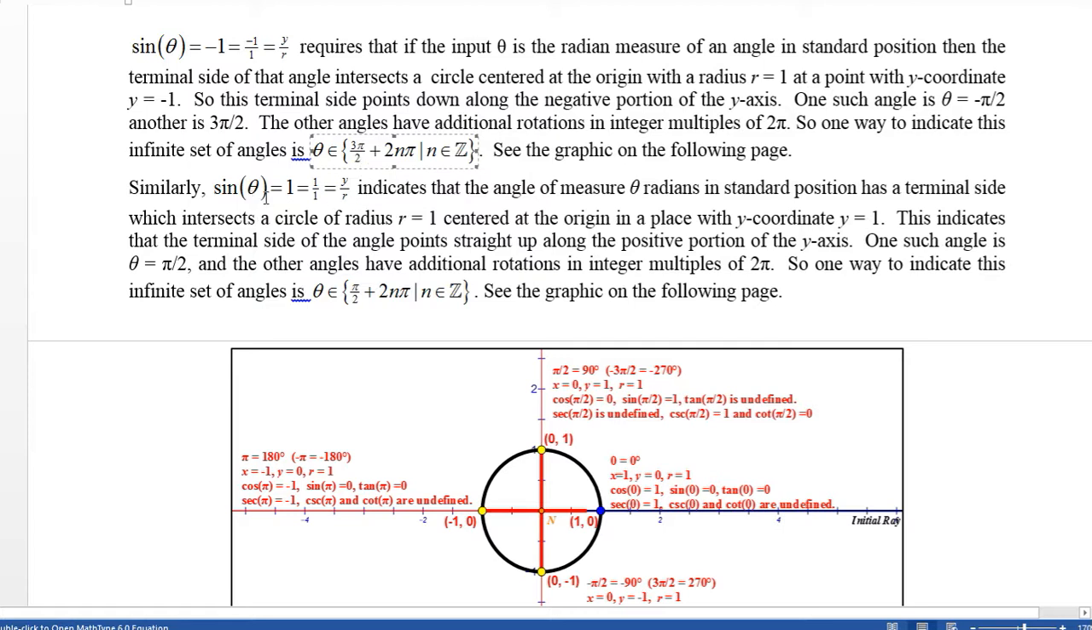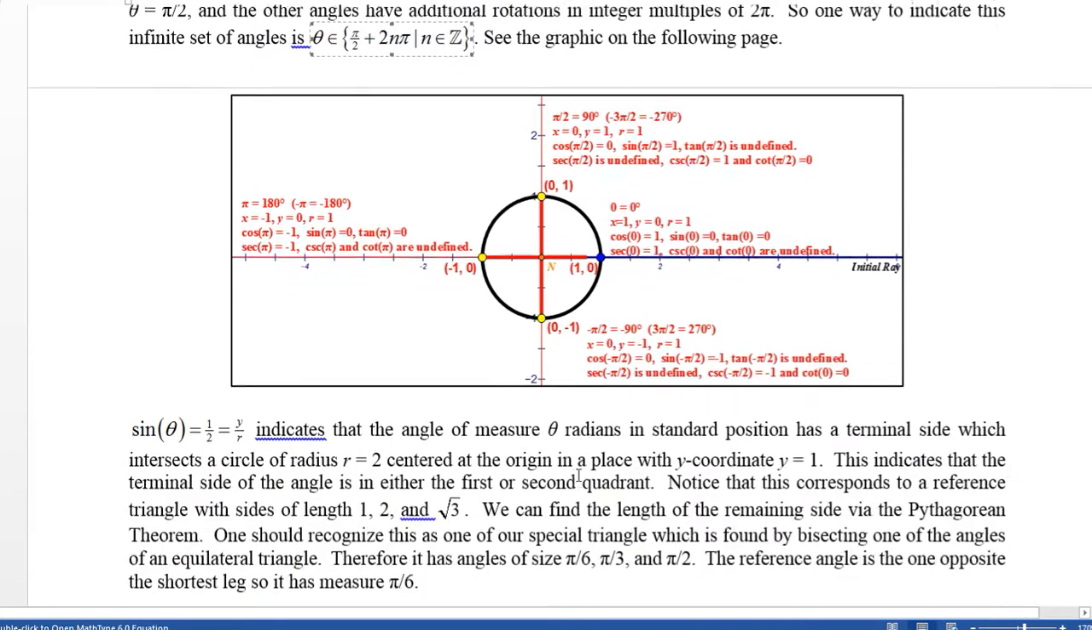Now similarly, if sine of theta equals 1, you can think of that as 1 over 1, which is y over r, and that means you need a circle of radius 1, which is this black circle here, and we want to find where y is 1 on that circle. There's only one place, it's right here, and so the terminal side must be pointing straight up. One way to get there is pi over 2, but another way is pi over 2 plus 2n pi for any n where n is an integer. And then here's the graphic for that.